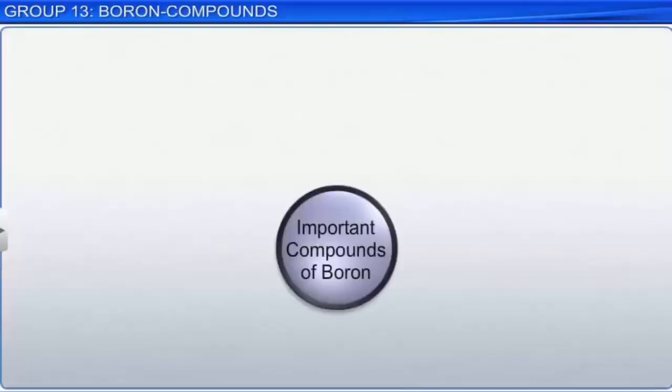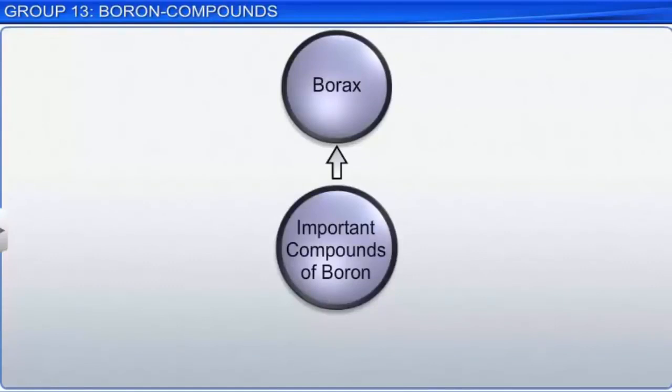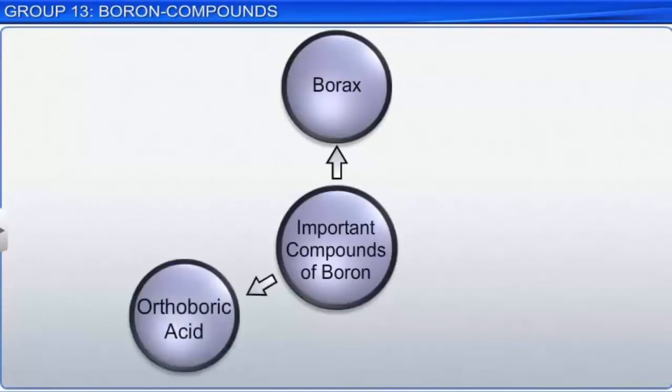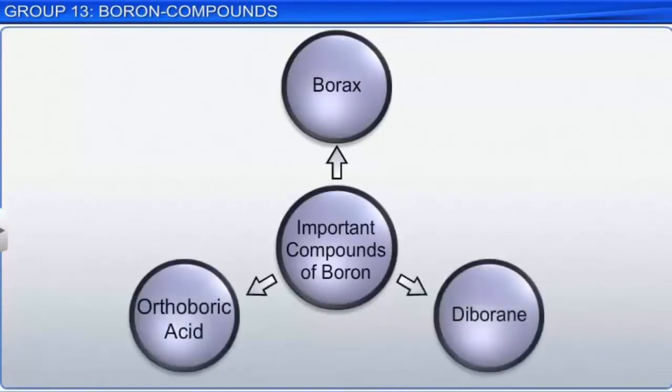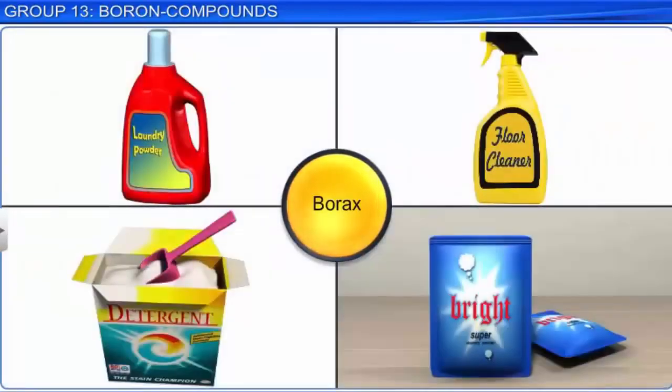Some important compounds of boron are borax, orthoboric acid and diborane. We will discuss each of them in turn. Borax is the most important boron compound. Borax is used as a flux in soldering and as a cleaning agent in leather industry and laundry.